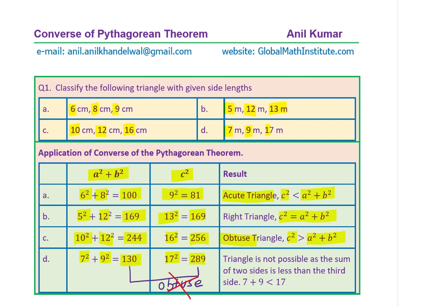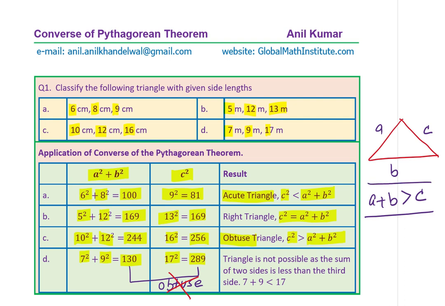You know why? It is very important to understand that in a triangle, whenever you make a triangle, the sum of two sides is always greater than the third side, right? So if you have a triangle, let us say A, B, and C, in that case, A plus B should be greater than C.